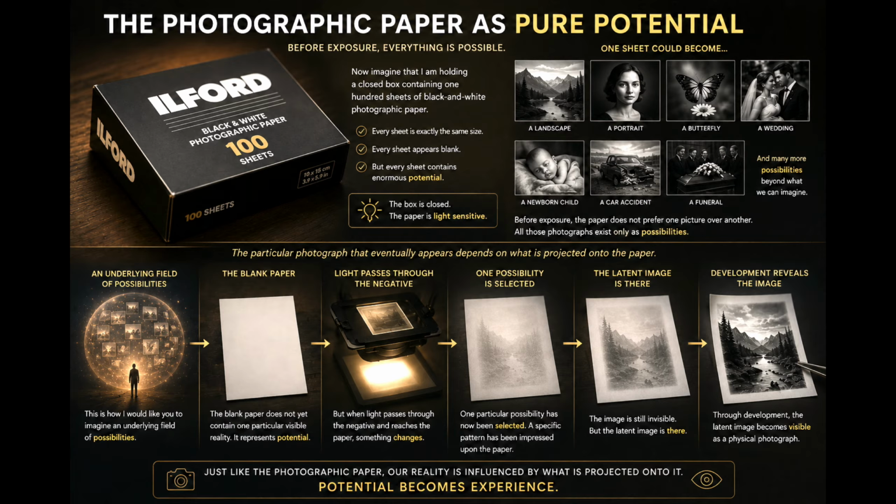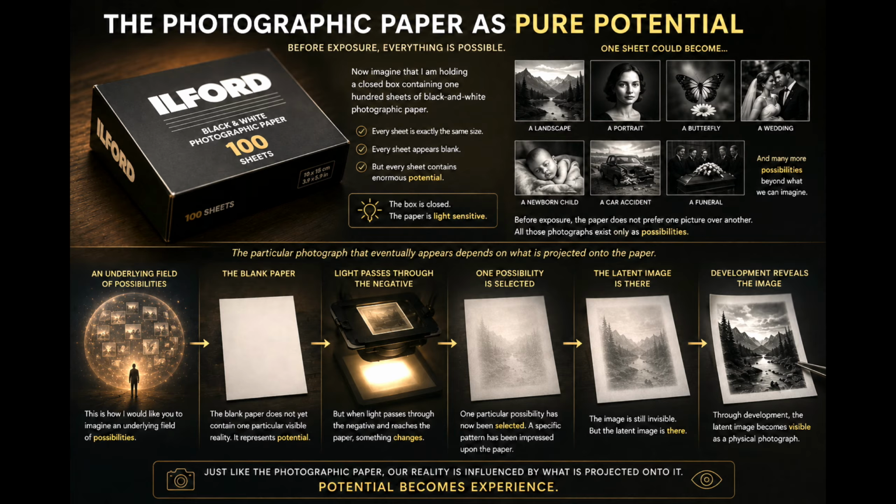One could become a landscape, another a portrait, a butterfly, a wedding, a newborn child, a car accident, or a funeral. Before exposure, the paper does not prefer one picture over another. All those photographs exist only as possibilities. The particular photograph that eventually appears depends on what is projected onto the paper. This is how I would like you to imagine an underlying field of possibilities.